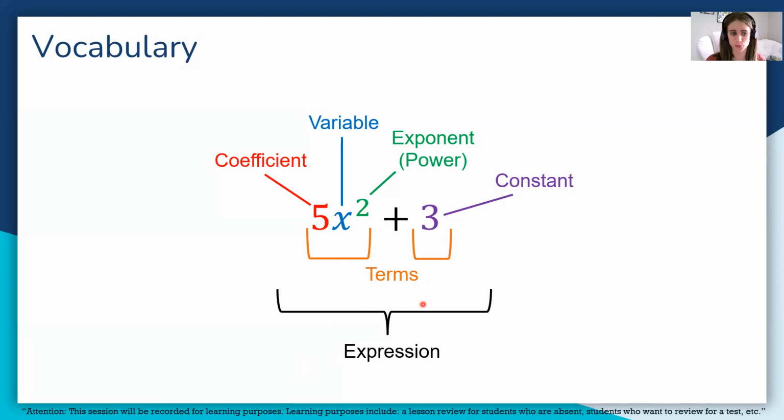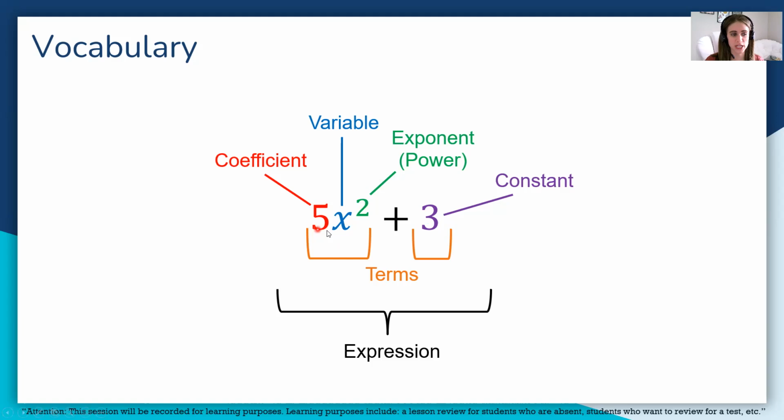Then within that expression, if we get a little bit smaller, we have two terms, and our terms are separated by either plus or minus signs. So right here, this 5x squared, that is all together, that is one term. And then your 3 is a second term.